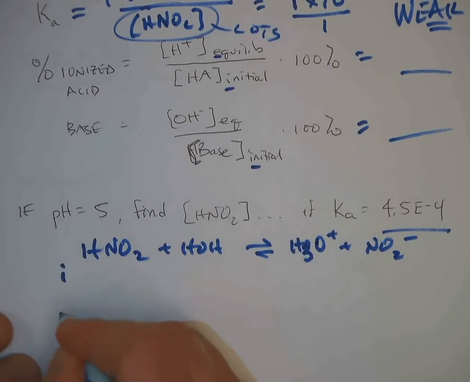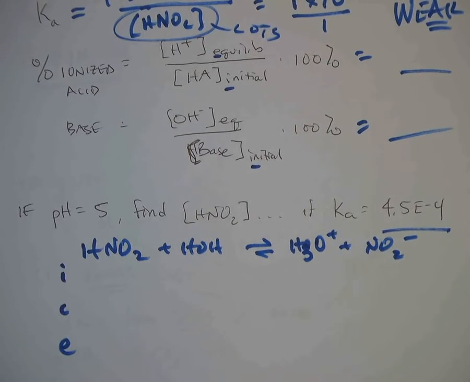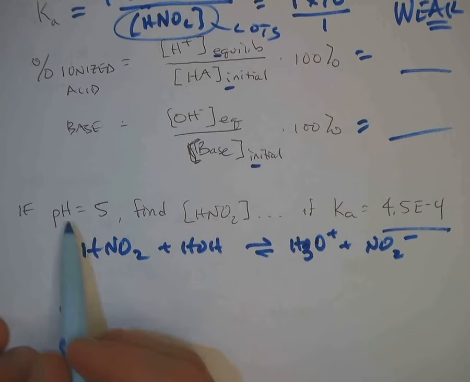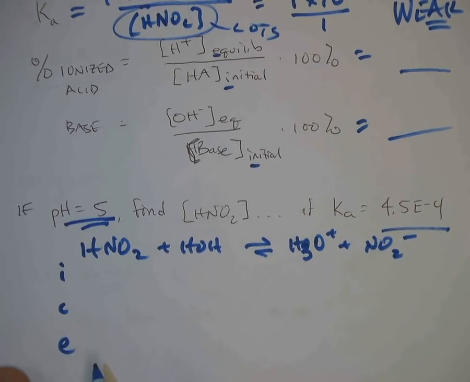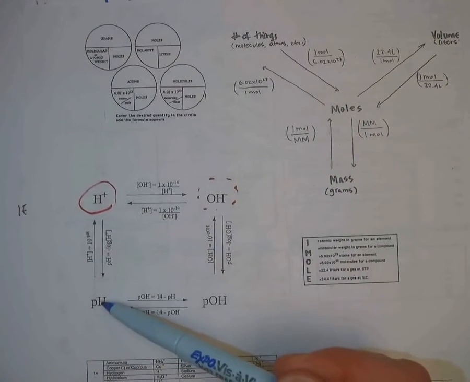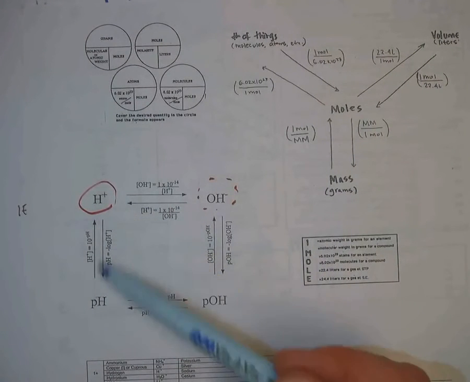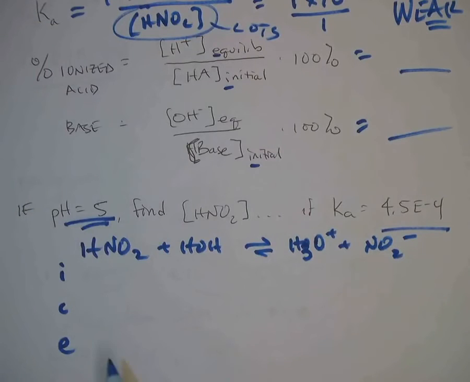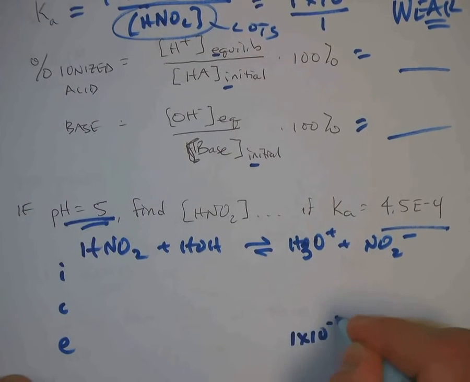And I always recommend writing down the ICE table right away and see what you can fill in. Some people jump right away to plus X, minus X, plus X, minus X. Don't do that. See what you can fill in first. Since they tell us the pH is 5, we can use the box right here to move from pH to H plus. Okay, moving from pH to H plus means that my H plus ion concentration is going to be 1 times 10 to the negative fifth.